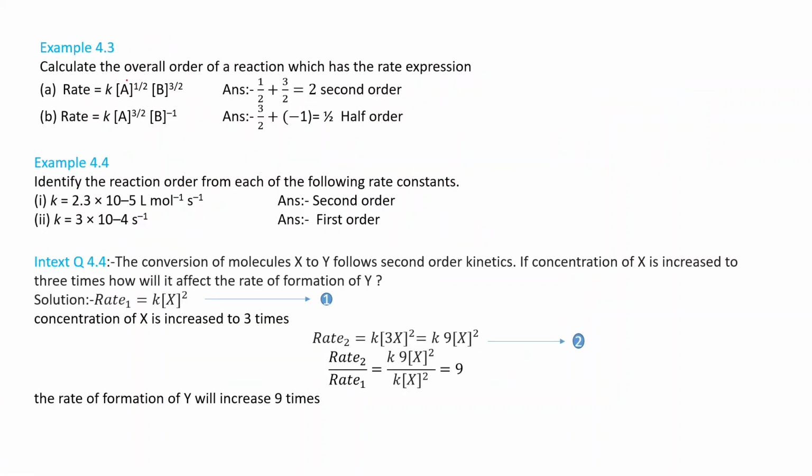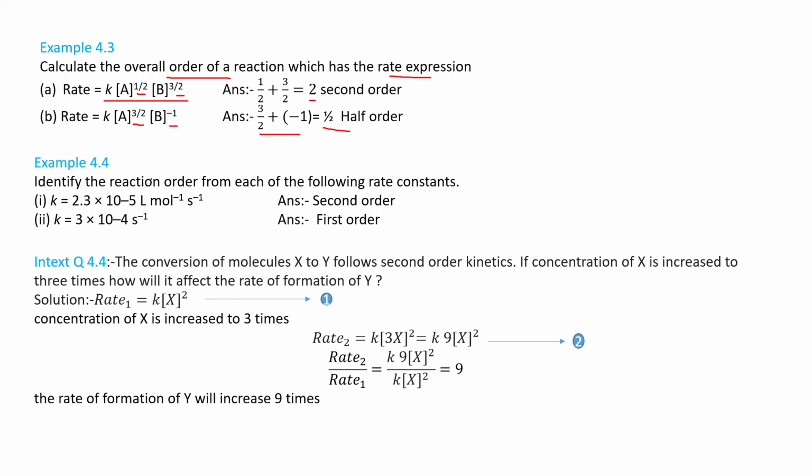Now this is to calculate the overall order of the reaction which has this rate expression. As we know, in the rate expression you have to simply add the powers. This is 1/2 plus 3/2, which will be equal to 2. That's why this is a second order reaction. In this case, this is 3/2 and this is -1, so the net result is half order.